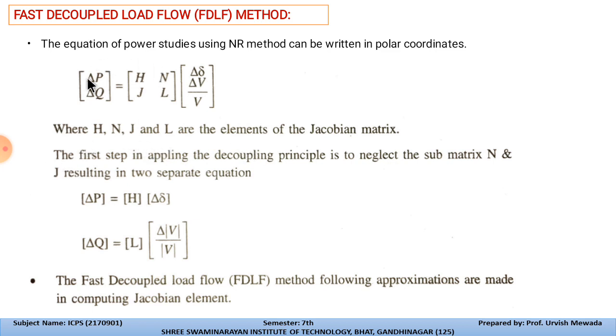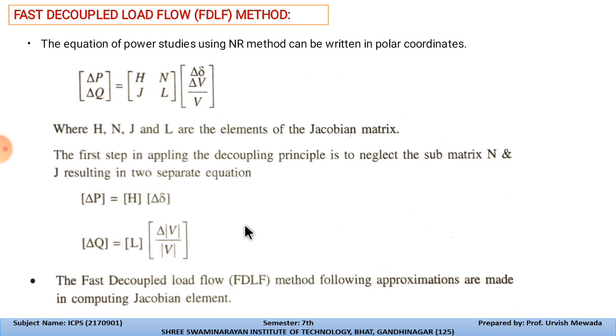In the NR method generally we solve using the Jacobian matrix, and the first step in applying the decoupling principle is to neglect the submatrices N and J. So we can start this computation with the first step, that is, we neglect N and J, resulting in two separate equations: delta P is equal to H into delta delta, and delta Q is equal to L into delta mod V divided by mod V.